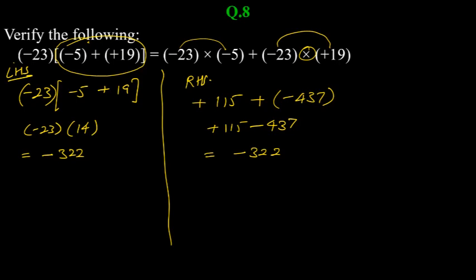Just check where the mistake was. If your answer was not minus 322 in left hand side or right hand side, check where the mistake was. And rewrite the answer. That part only. Redo that part.